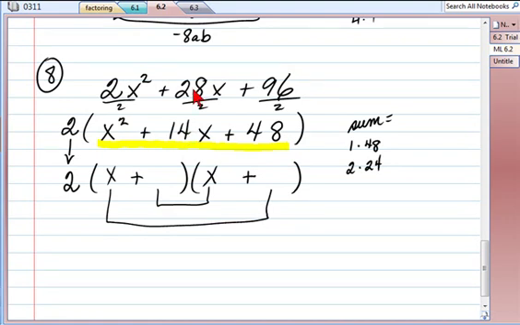My sum is not 28. My sum has to be 14. Now, the answers to my questions remain the same. 1 and 48 don't work. 2 and 24 don't work. But I was wrong before.